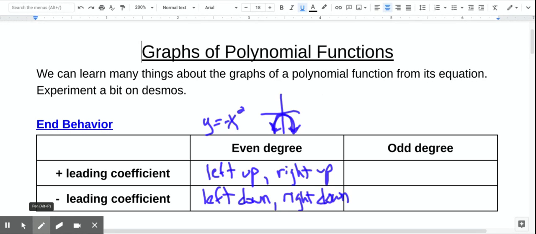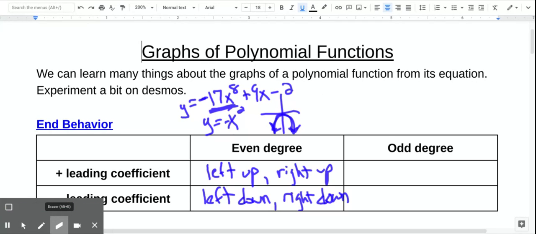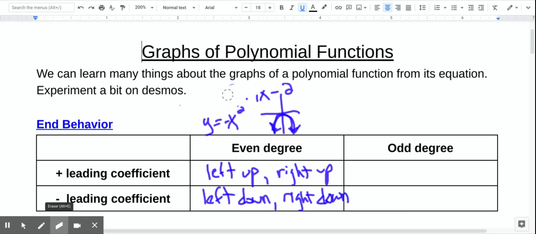And again, that's going to happen no matter how complex it is. So if it's negative 17x to the 8th plus 9x minus 2, this is still an even degree with a negative leading coefficient. So no matter what's happening in between, we know that the end behavior is going to be down, down.